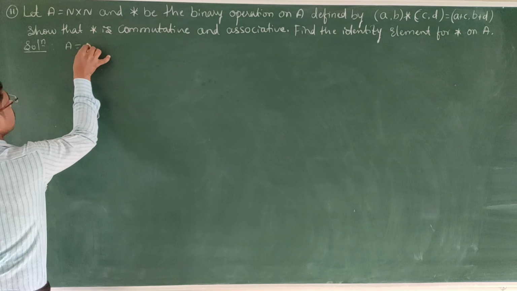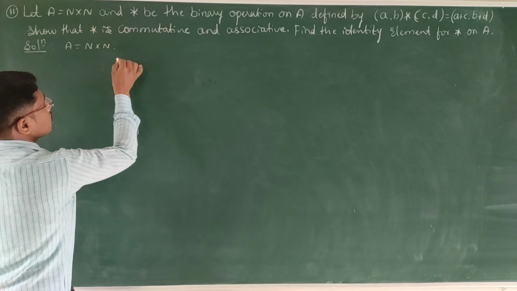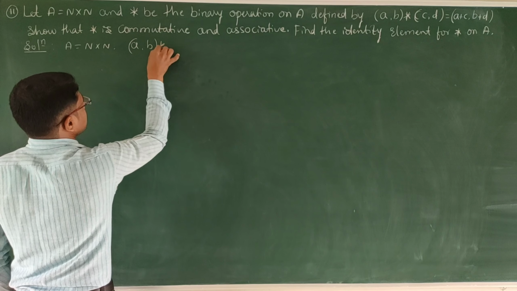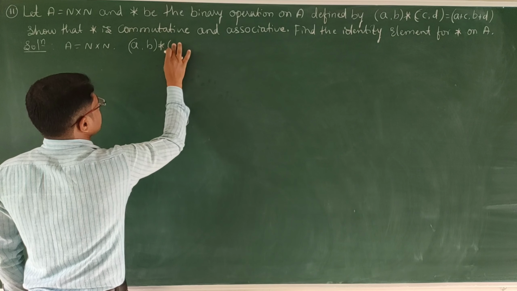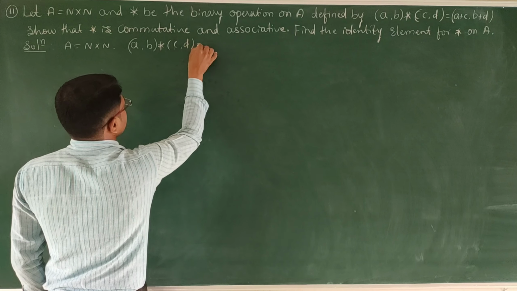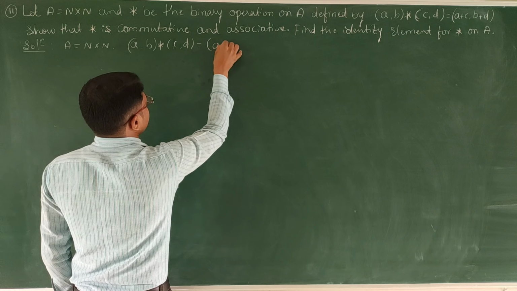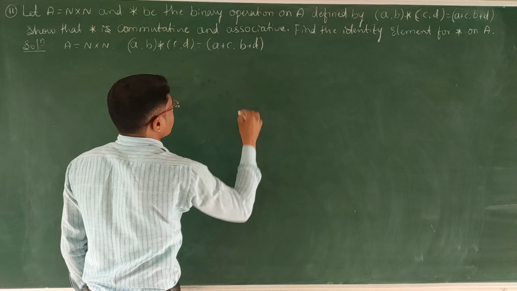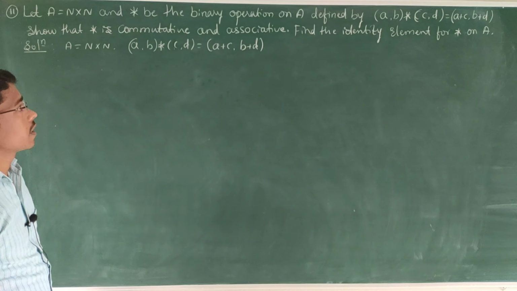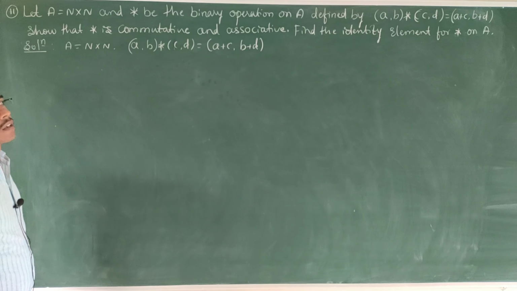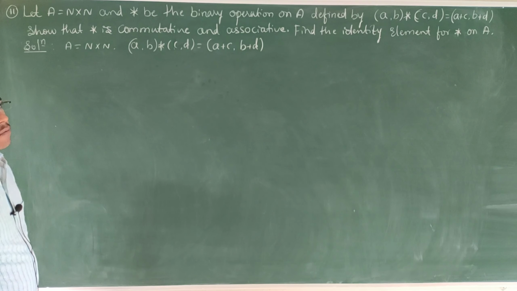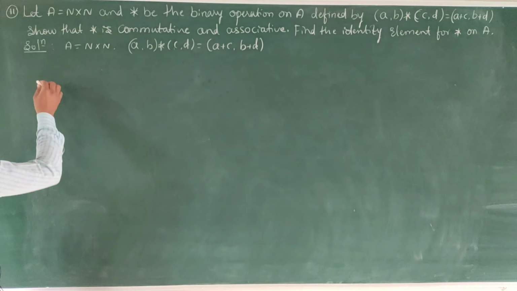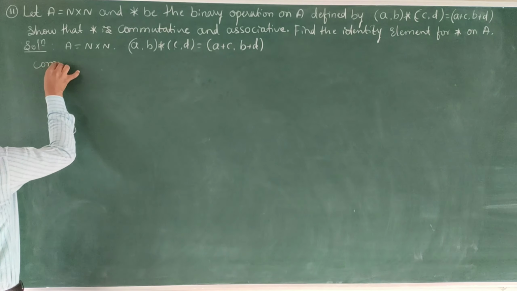A equals N cross N, and the operation is (a, b) star (c, d) equals (a plus c, b plus d). We have to check associativity and commutativity, and we have to find the identity element for the operation star if it exists. Okay, first, commutative.